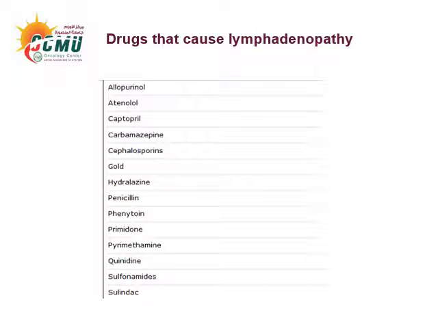Drugs. A number of medications can cause serum sickness that is characterized by fever, arthralgia, rash, and generalized lymphadenopathy. Phenytoin can cause generalized lymphadenopathy in the absence of serum sickness reaction. So we have a large number of drugs, for example, phenytoin, carbamazepine, atenolol, allopurinol, all are common drugs used in clinical practice.